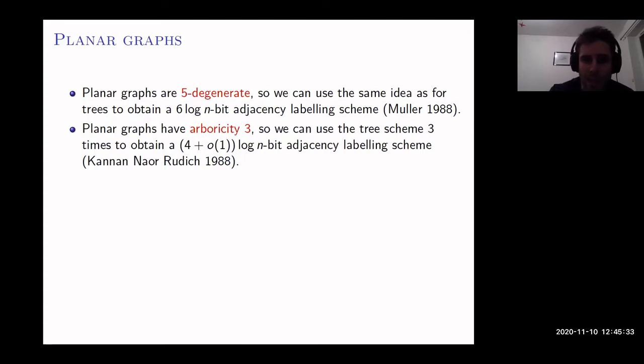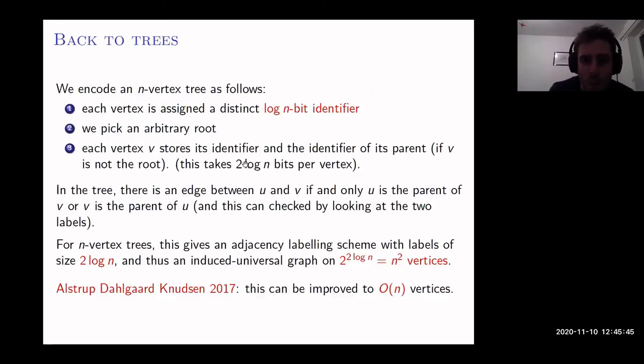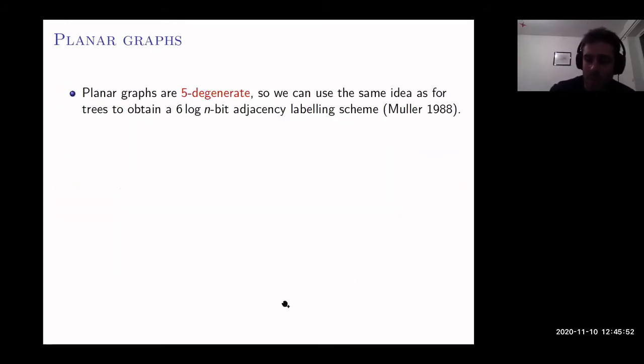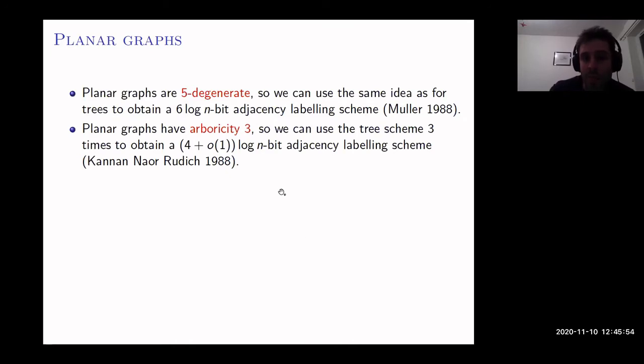There's something slightly more subtle that you can do with this arboricity 3 property. You have a partition of the edge set into 3 forests. Something else you can do is go back to the scheme of Alstrup, Dahlgaard, and Knudsen that works for forests also. You can apply this scheme to each of the 3 forests and store your label in each of the 3 schemes. Each scheme takes log n bits, so in total it would make log n plus log n plus log n, 3 log n bits. So it's a small improvement.